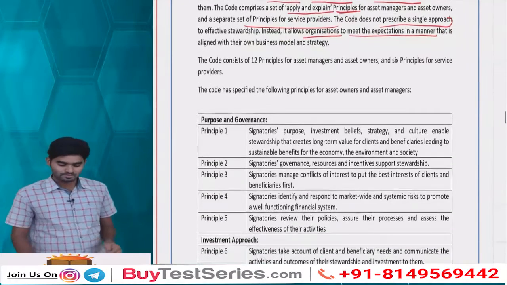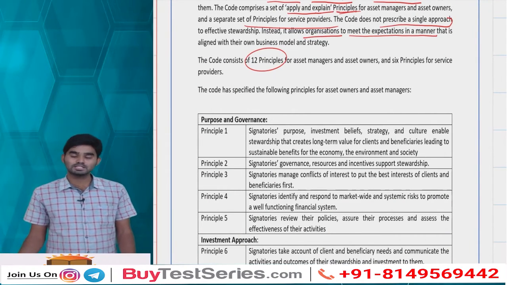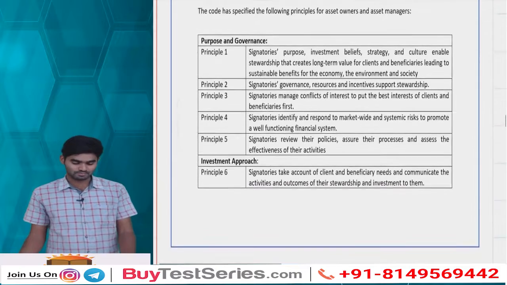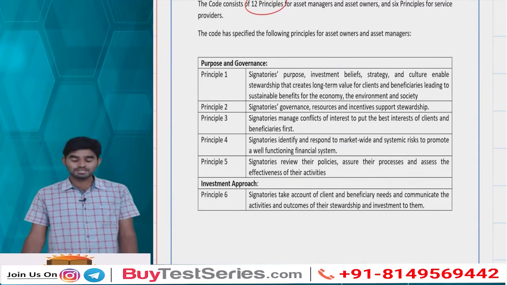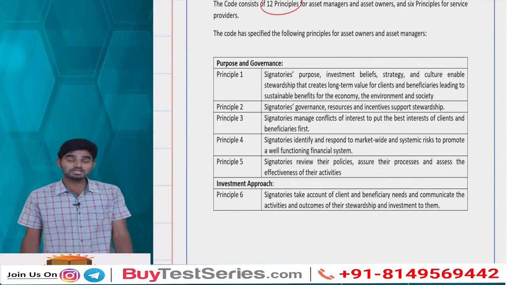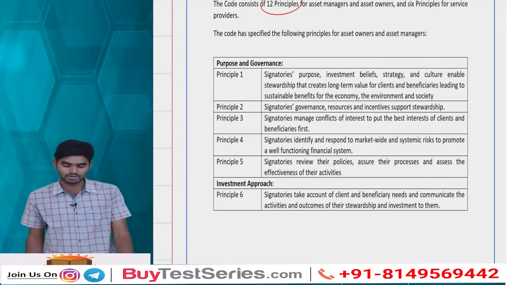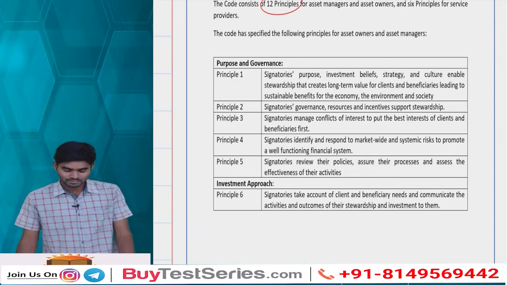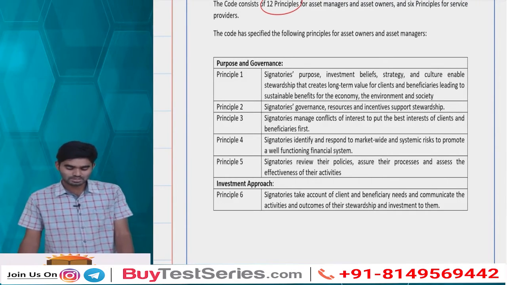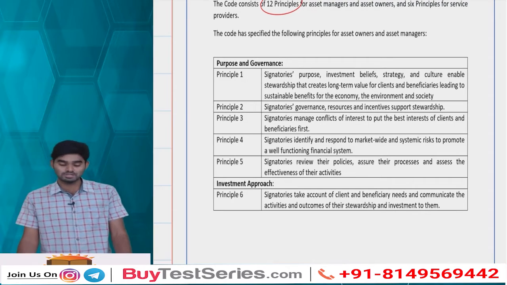Clear, everyone? The code consists of 12 principles for asset managers and asset owners and 6 principles for the service providers. So the code has specified the following principles for the asset owners and the managers. First one, purpose and governance. On the basis of purpose and governance, 5 principles have been provided. First one: the signatory's purpose, investment beliefs, strategy and culture enable stewardship that creates long-term value for clients and beneficiaries, leading to sustainable benefits for the economy, the environment and the society.